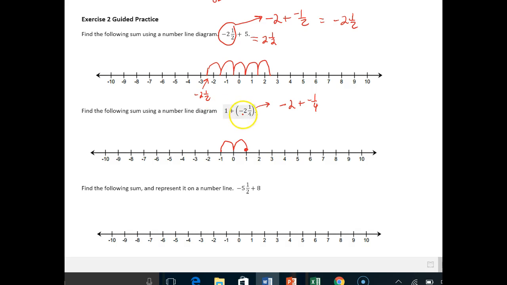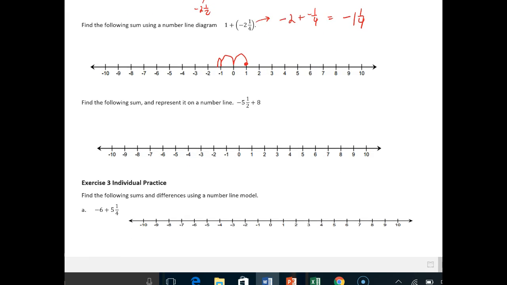So 1 plus -2 is -1, right? But that extra -1/4, if I just move 1/4, gives me -1 1/4. Find the following sum: -5 1/2 plus 8. So let's start at -5 1/2. So that's in between -5 and -6. And move 8 spaces right.